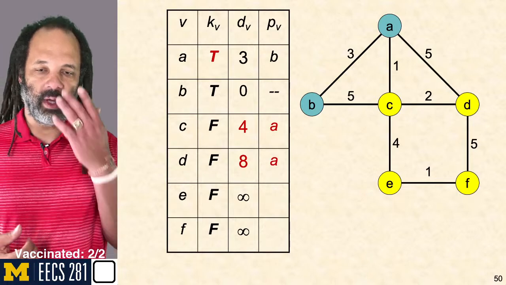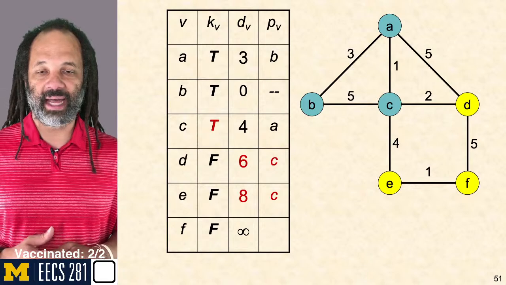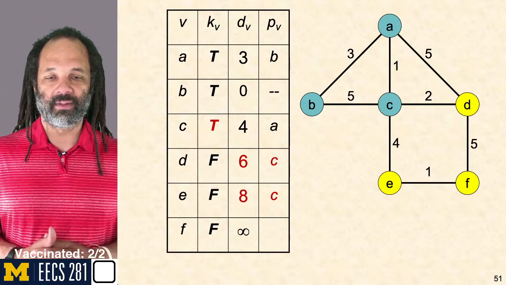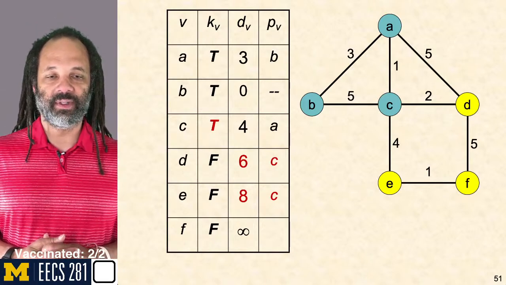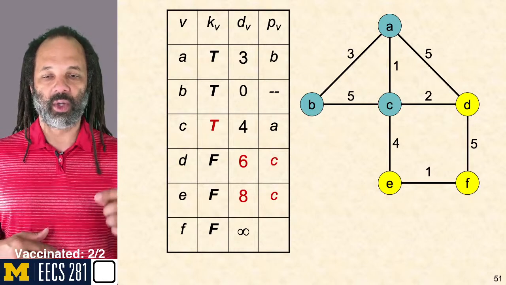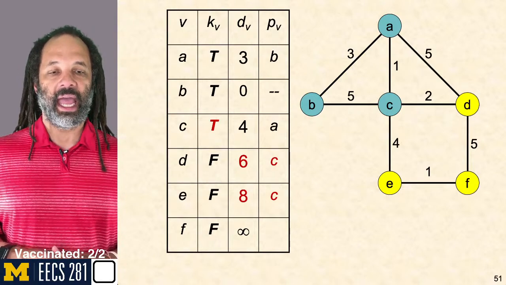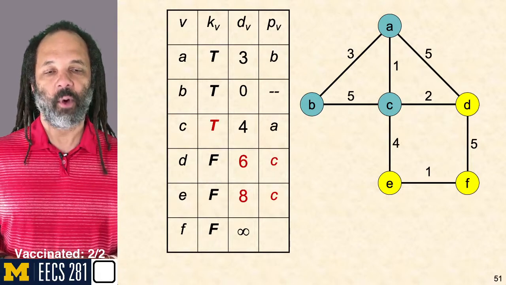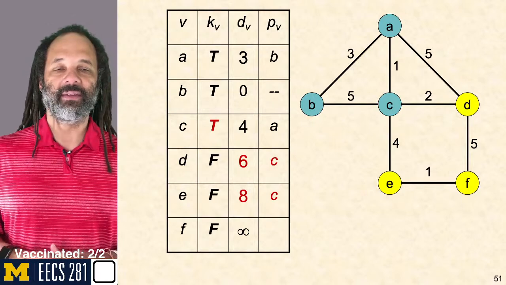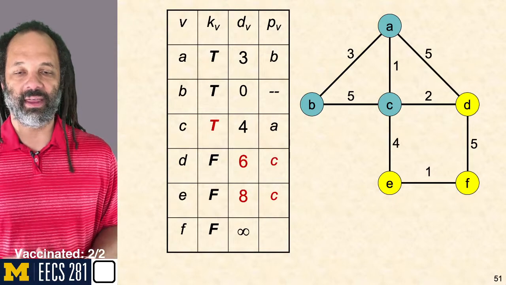So as we go through here, then we end up marking C as true next because it has a distance of 4. It costs 4 to get to C, so C being adjacent to D for 2 means it's 4 plus 2, or a total of 6 to get to D, which is cheaper than we had before, so we take that. And 4 to C plus 4 to E gives a total cost of 8 to E, which is cheaper than infinity, so we'll take that one as well.